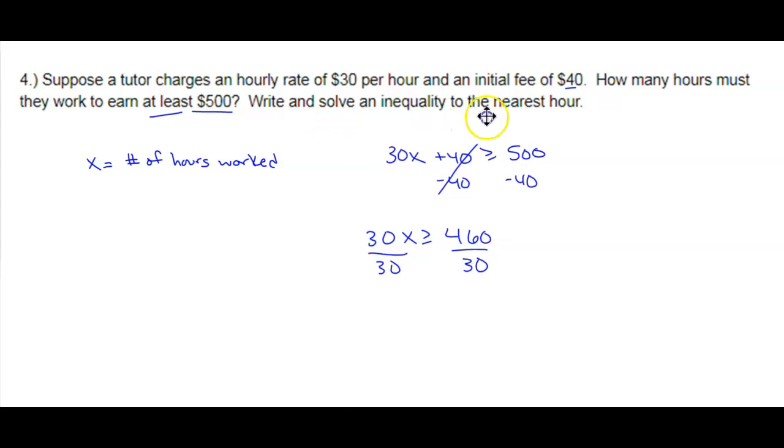And this is where it says that we want to write and solve this inequality to the nearest hour. When I divide both sides by 30, I get x is greater than or equal to 15.3 hours. So if this person works 15 hours and essentially a third of an hour, so 20 minutes, they would meet that. But we want to round to the nearest hour. Now, if this person works 15 hours, if I sub 15 in for x, I would get 450 plus that initial fee of $40, and that would give this person $490, and that is not at least 500. So this person would need to work at least, and then you have to round this up, 16 hours.